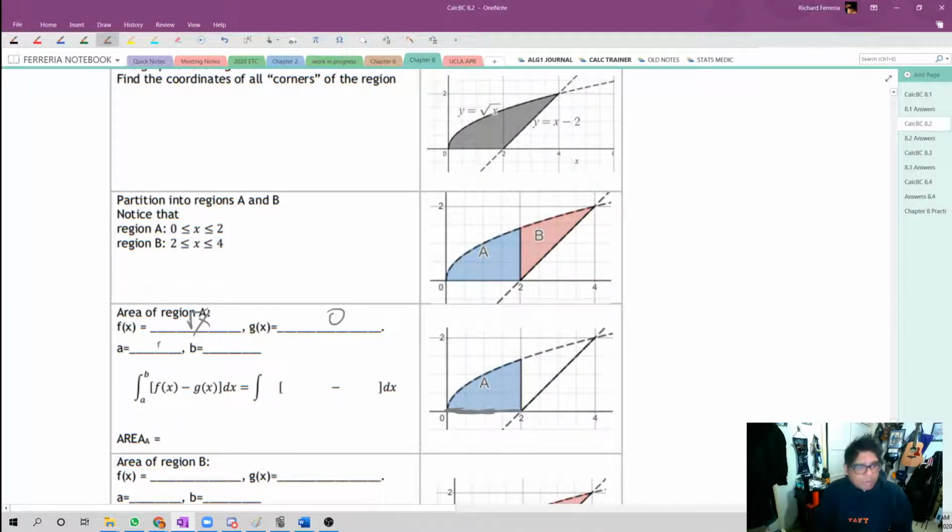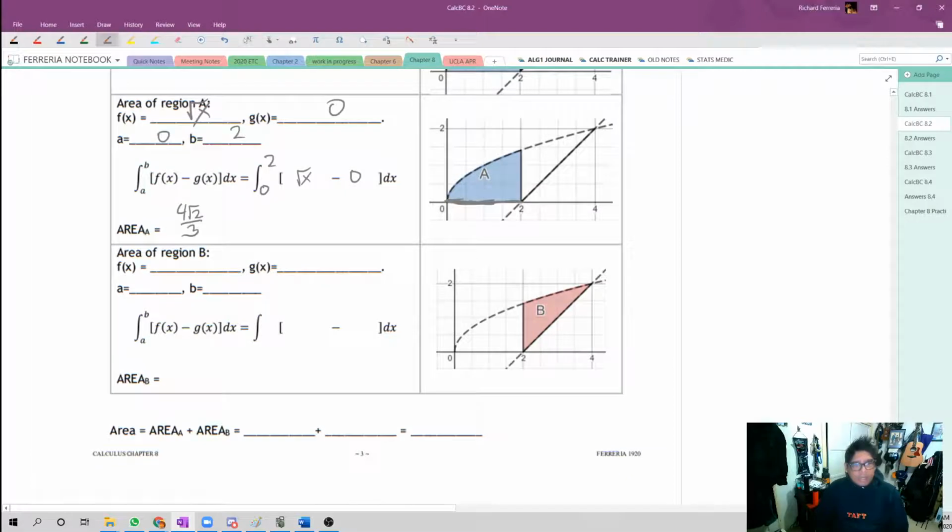A is 0 and B is 2. So this becomes the integral from 0 to 2 of root x minus 0. That's going to give me an area of 4 root 2 over 3. Here's me working out the antiderivative.